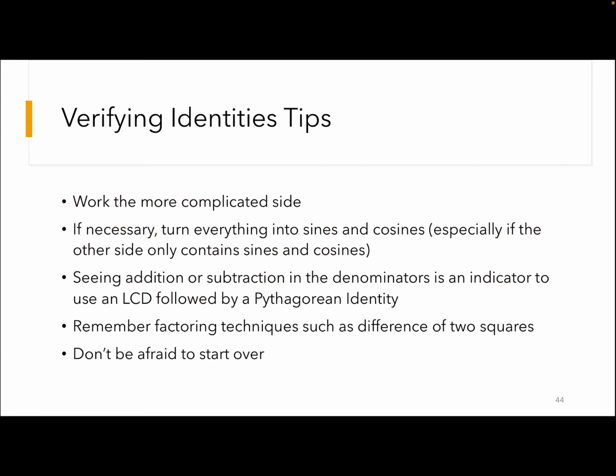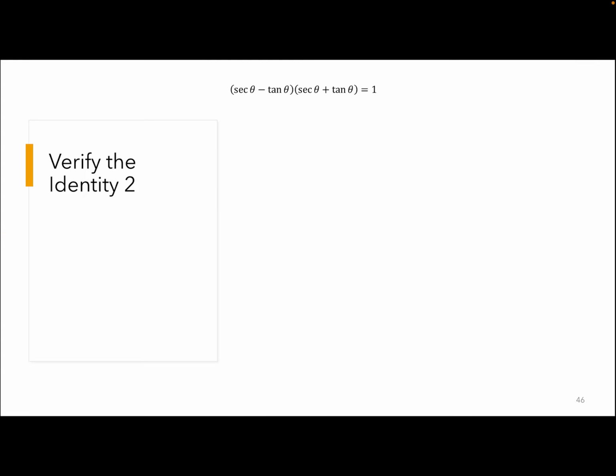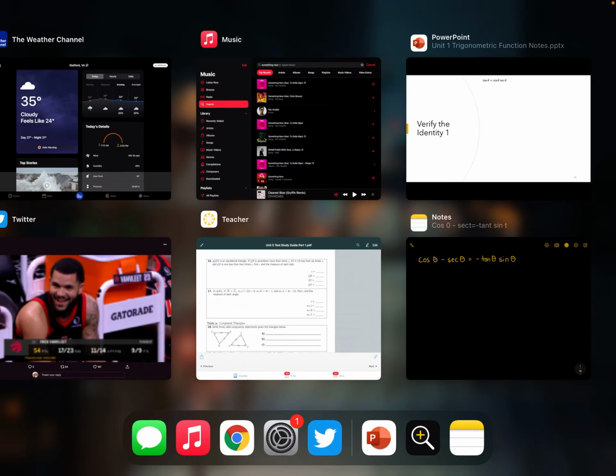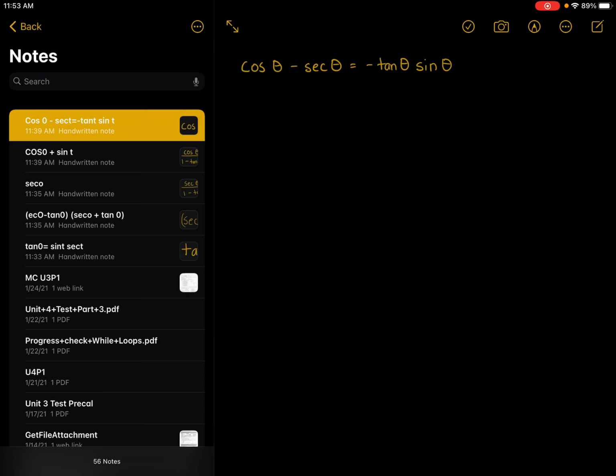All right, so I'm going to work this in my notes app because I have more room. If you want to follow along, the slides are in the order that we're going to work these. There are 5 identities, and we're just going to start with identity 1. All right, so jump over to notes.